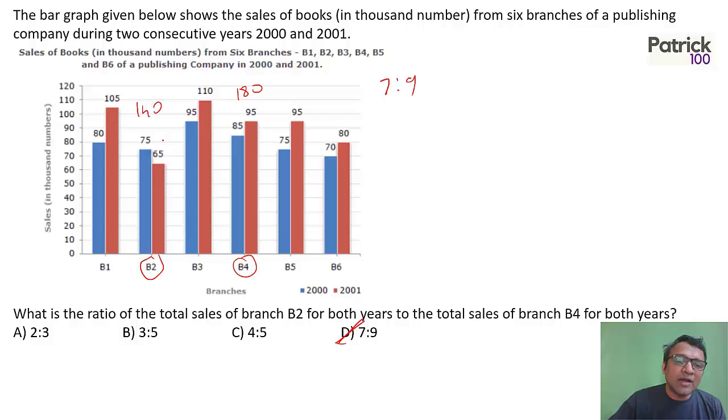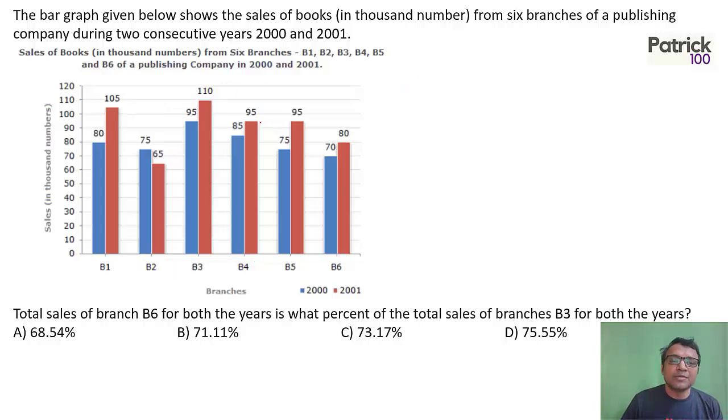You can also make it out saying the average out here is 70, the average out here is 90. 85, 90 average is 90, 65, 75 average is 70, 7:9. That will be the answer. Not difficult. Total sales of branch B6 in both the years, that is 150, is what percent of total sales of branch B3 in both the years?